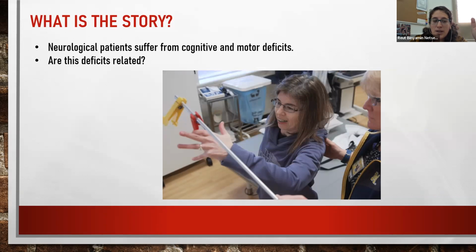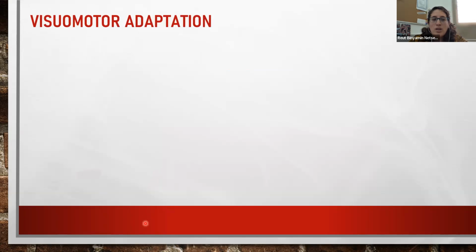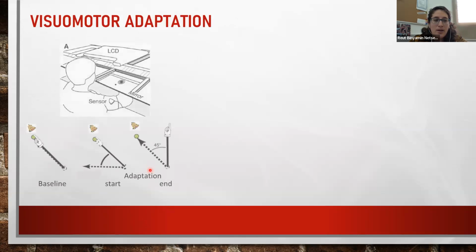In order to do that, I started looking for a task that would test motor learning and at the same time allow me to study the underlying learning mechanisms. A well-known paradigm that fits what I was looking for is the visuomotor adaptation task. Shortly, in this task, the participant is seated at a custom-made table that houses a horizontally mounted LCD screen, which means that the participant doesn't see his hand while performing the task.